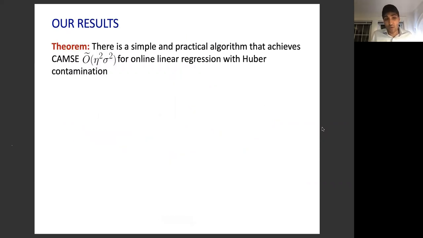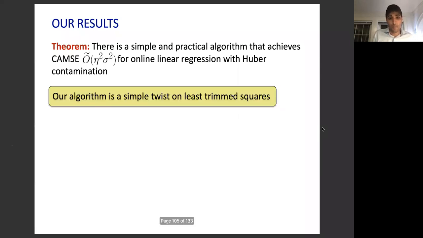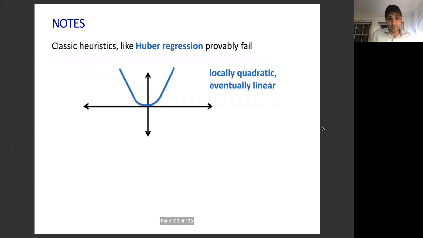So what we showed was that there's a simple and practical algorithm that gets the nearly optimal mean squared error in this online linear regression model. So not making any assumptions about the x's coming from a distribution. They're chosen in an online fashion in this very strong Hilbert contamination model. And it turns out our algorithm is actually a simple twist on a classic algorithm, the same way that it was before in the Massart situation.